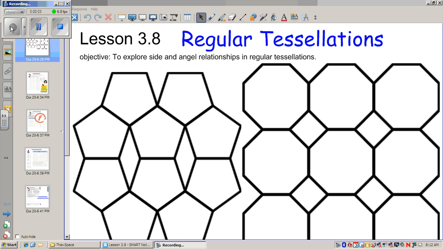Welcome to lesson 3.8 on regular tessellations. Our objective with this lesson is to explore side and angle relationships in regular tessellations. This is one of my favorite lessons. I really enjoy talking and teaching about tessellations. I think they're really interesting and really cool to look at.